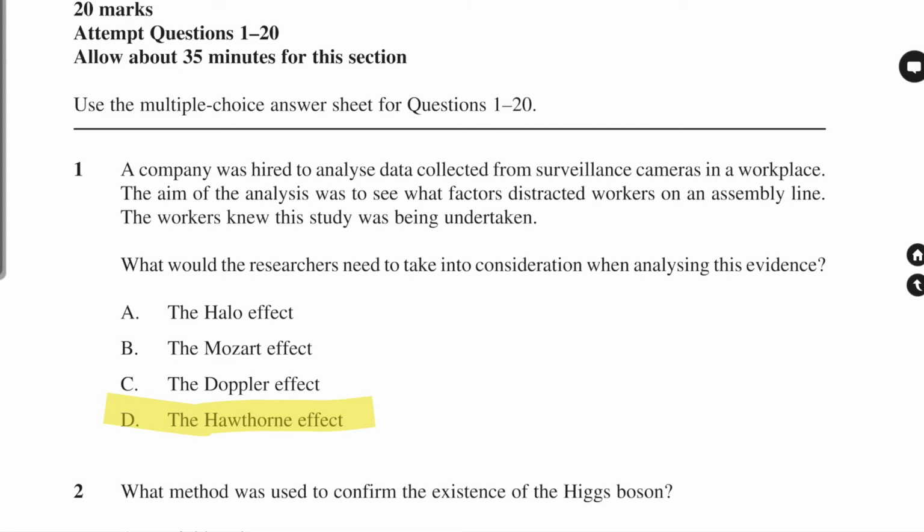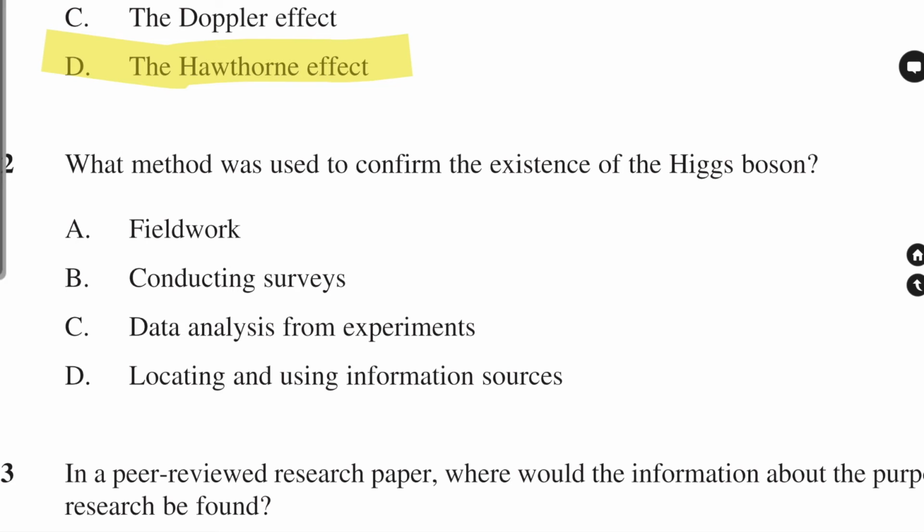Okay, so now we move on to question 2. Now, question 2 is essentially just asking about methodology. So what method was used to confirm the existence of the Higgs boson? Now look, you don't even really need to understand what a Higgs boson is. It is part of the syllabus, but really it's not here. It's more about methods. And the main thing you need to know about the Higgs boson is that it was discovered at the Large Hadron Collider.